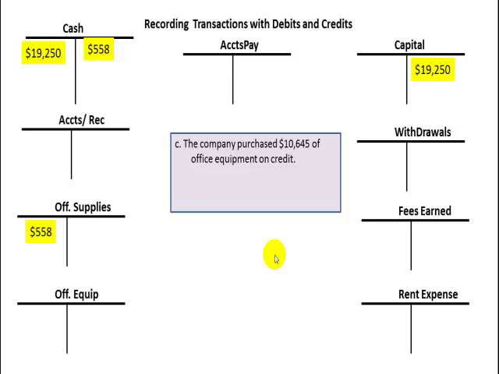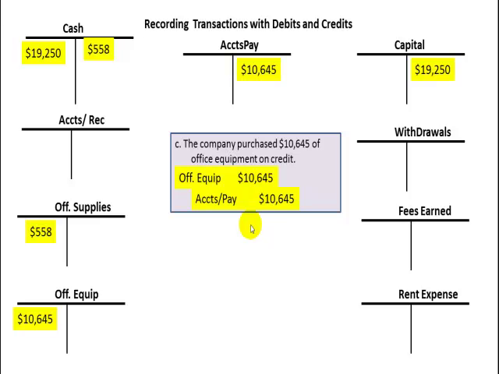Part C, company purchased $10,645 of office equipment on credit. So we'll debit office equipment for $10,645. That increases office equipment, and we'll credit accounts payable for $10,645. And this entry increases accounts payable. It also increases office equipment with a debit, increases accounts payable with a credit, and the entry's in balance. Now let's look at it in the journal form. Journal form, a debit to office equipment, credit to accounts payable.